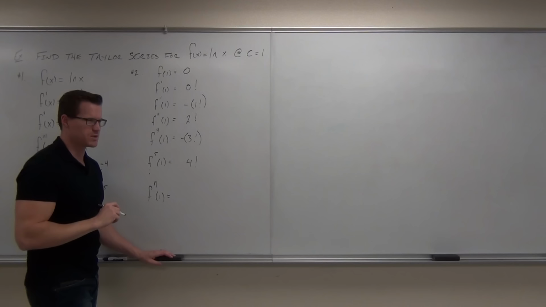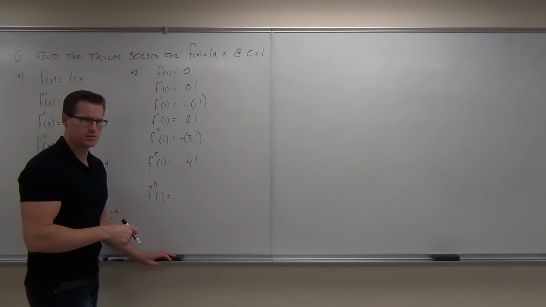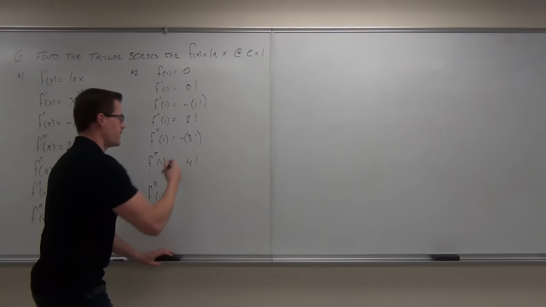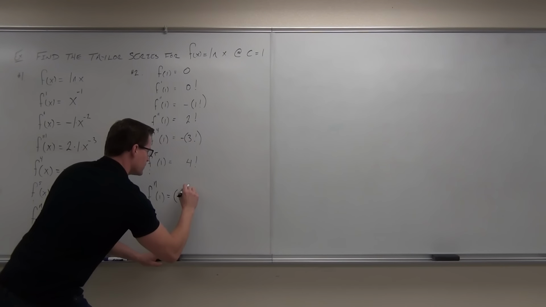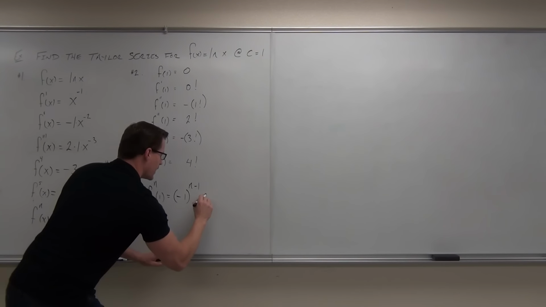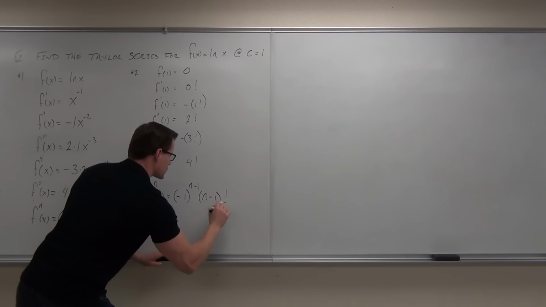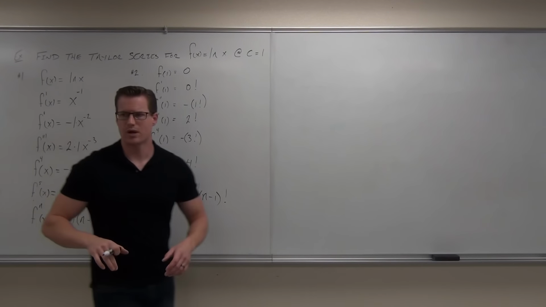Are you with me still? Is it still alternating? Yes. Does it still have a factorial? Yeah, in fact, this is going to be negative 1 to the n minus 1, and then n minus 1 factorial. You can see something here as well.